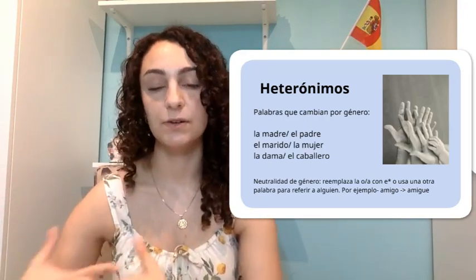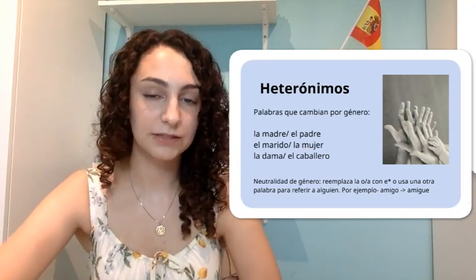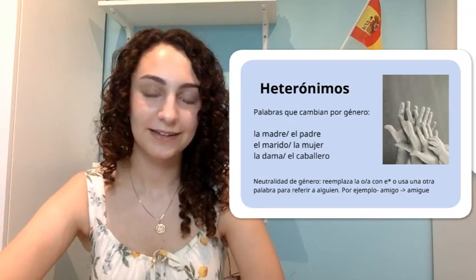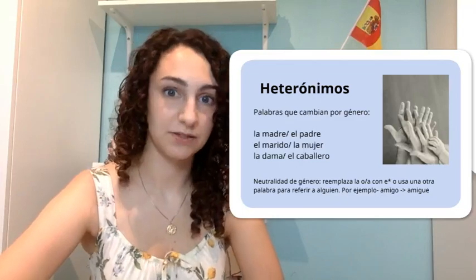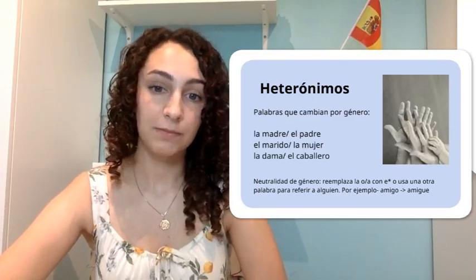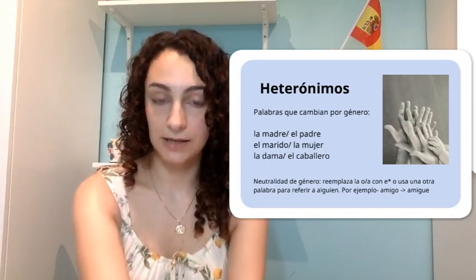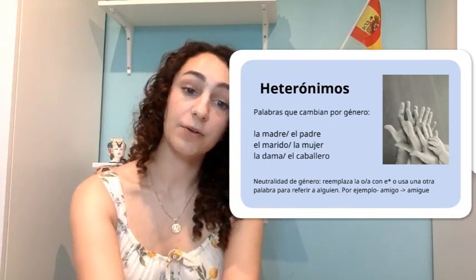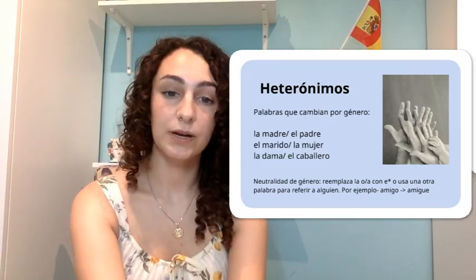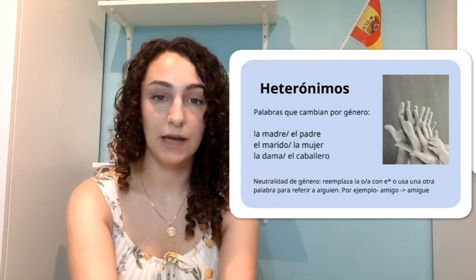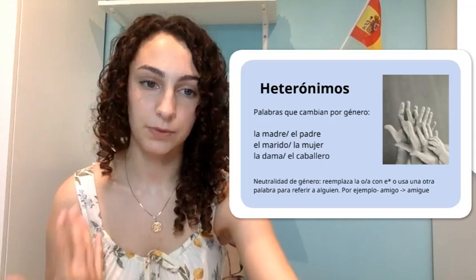El marido, so the husband, o la mujer, for wife. La dama, for lady, and el caballero for gentleman. Those words completely changed based on the gender. También para neutralidad de género, so for neutrality, reemplaza la O or A con E o usa una otra palabra para referir a alguien. Por ejemplo, puedes decir amigo, puede ser amigue, ¿ok? Si quieres hacer algo neutral.